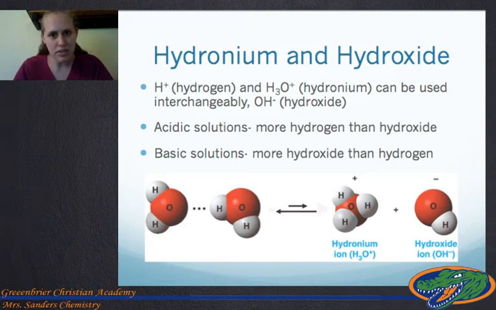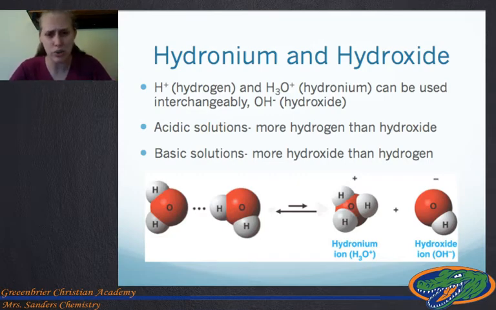Now, the opposite of this is going to be our base, and that's usually referring to the OH group, or our hydroxide. Notice that our OH group is negative, and that's because it's got an extra electron than it would have normally had. So this OH group is always negative.